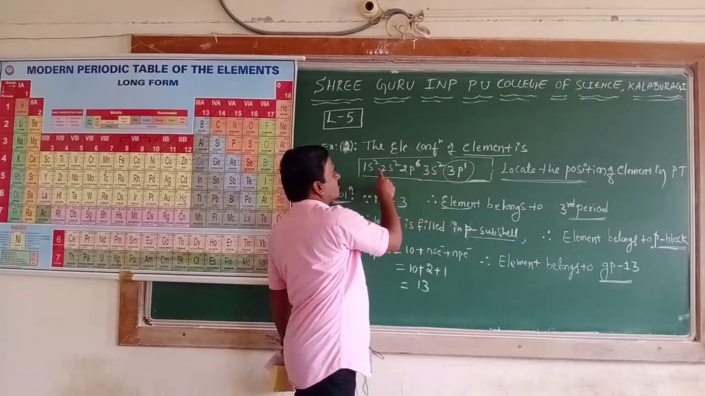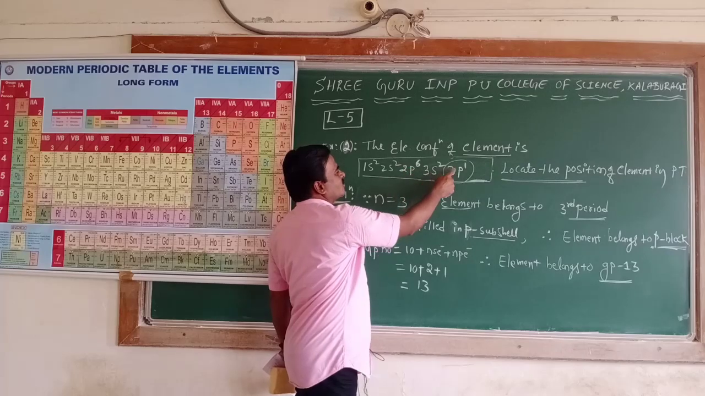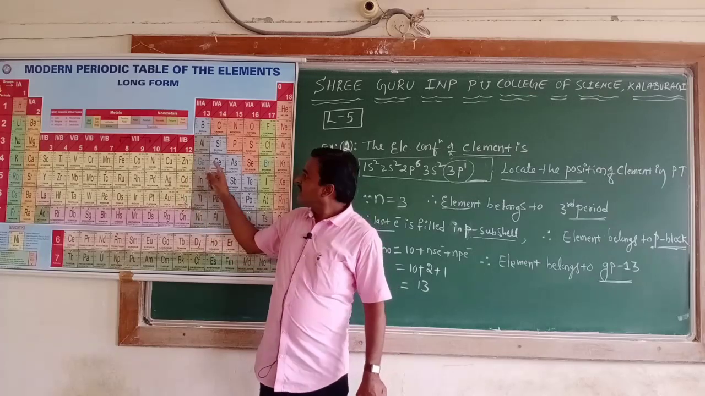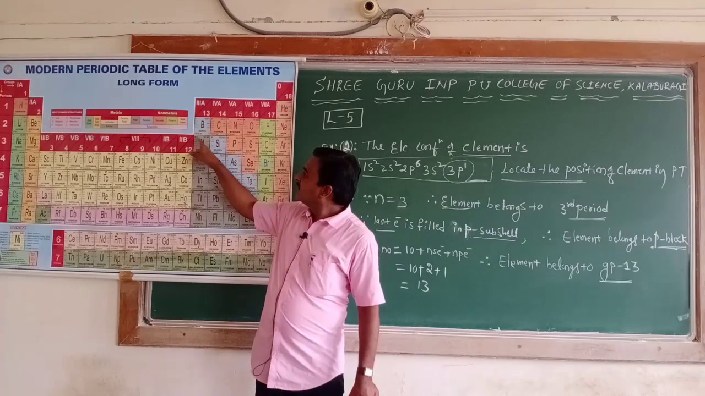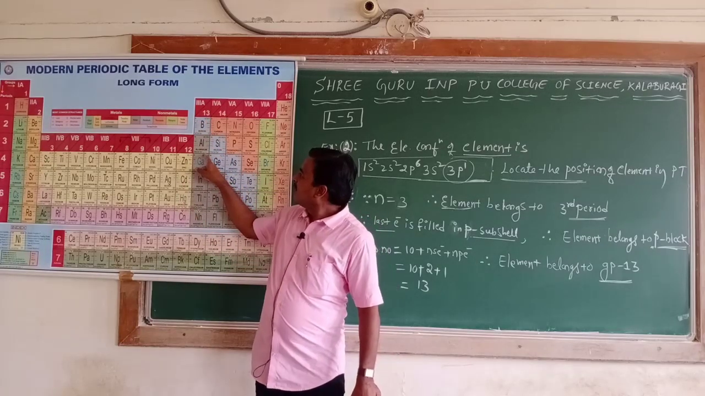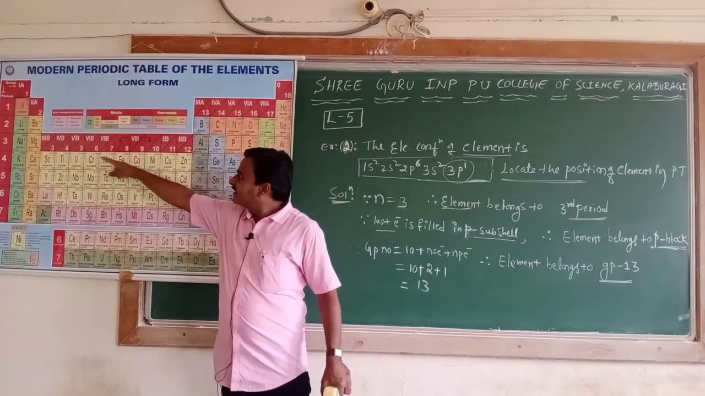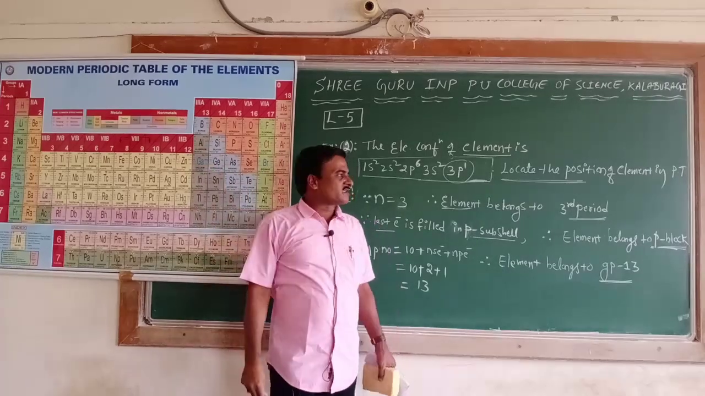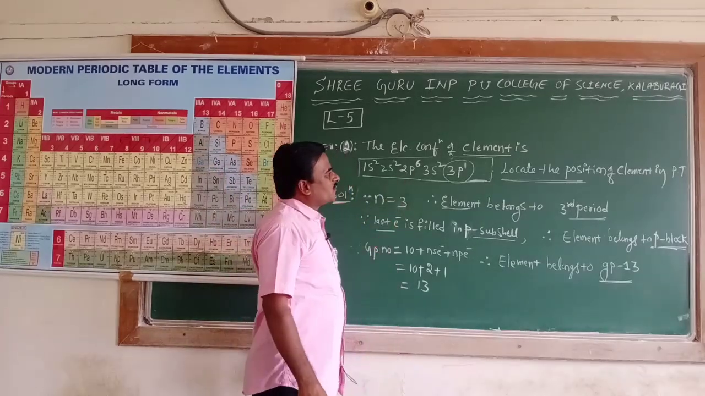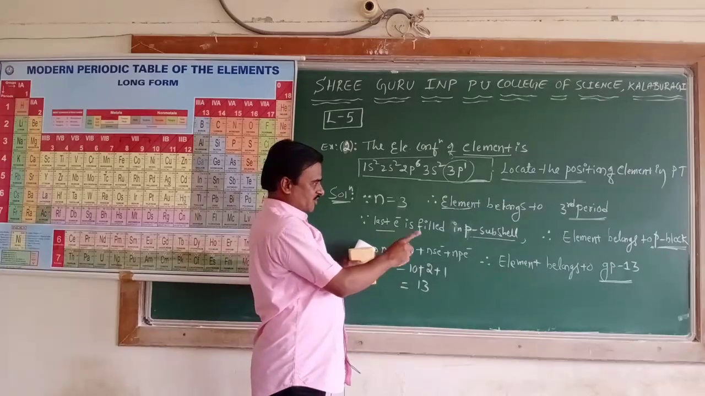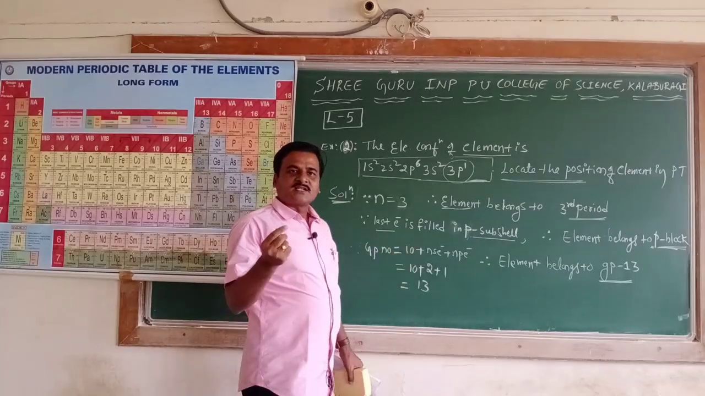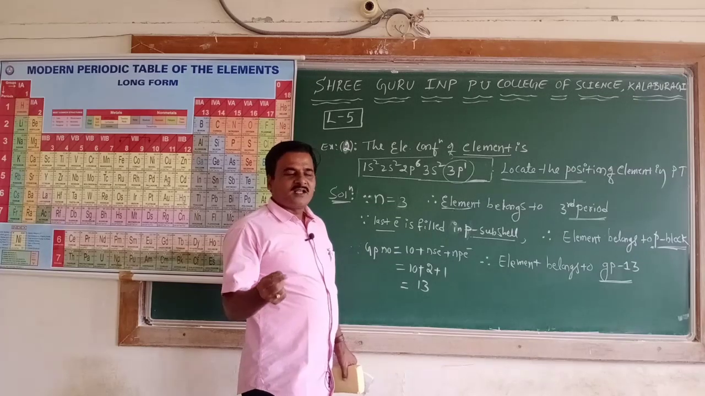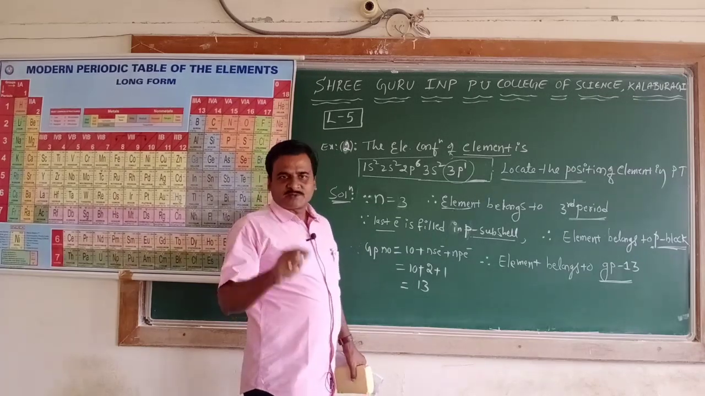Electronic configuration 1s2, 2s2, 2p6, 3s2, 3p1. That element is none other than aluminium. So it is group number 13 and period number 3, and that corresponds to p block. This is how with example 2 we have located the position of the element with its period number, the block to which it belongs and the group number to which it belongs.